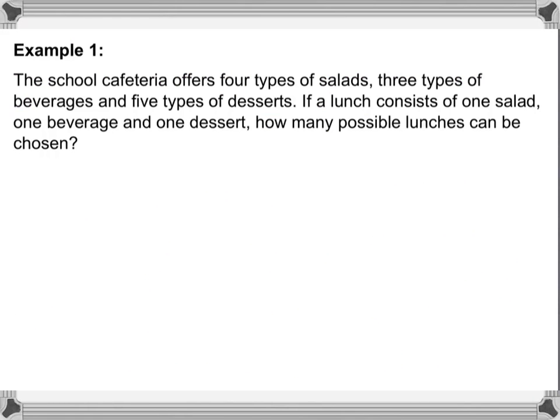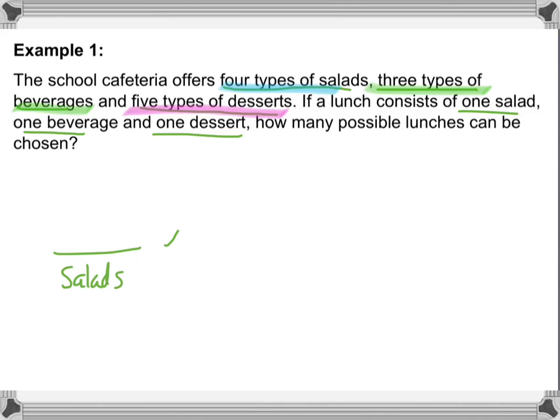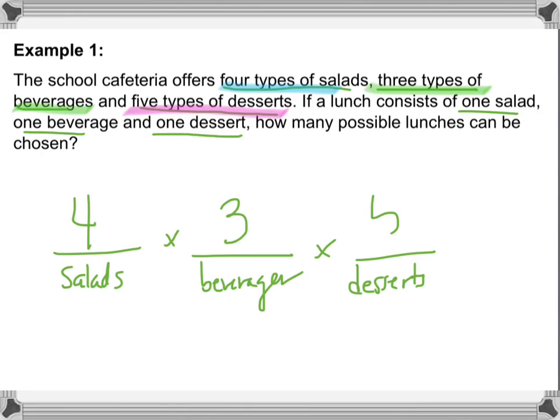Now let's use the counting principle to find the answer to the following questions. The school cafeteria offers 4 types of salads, 3 types of beverages, and 5 types of desserts. If a lunch consists of 1 salad, 1 beverage, and 1 dessert, how many possible lunches could this be? So we want how many possible salads, times how many possible beverages, times desserts. The amount of salads is 4, the amount of beverages is 3, and then there's 5. All together, that's 12 times 5, which is 60 possible lunches.